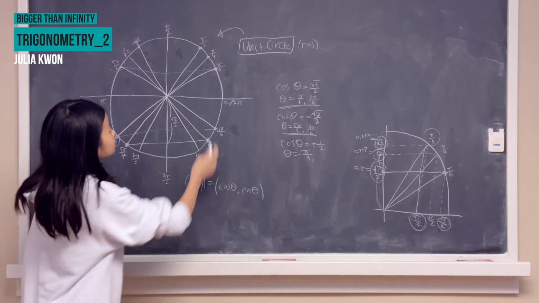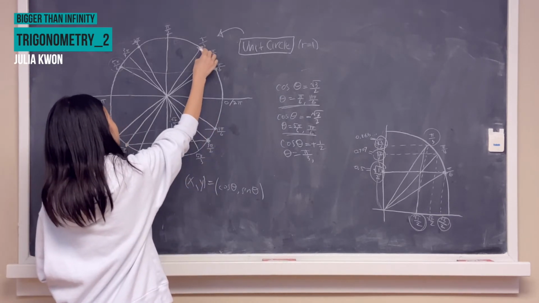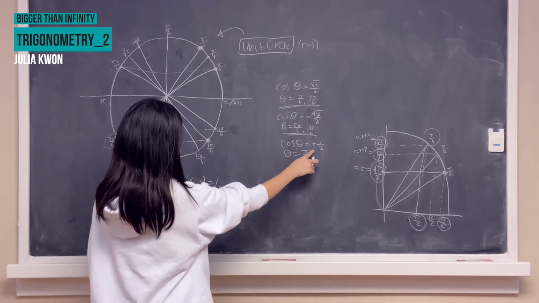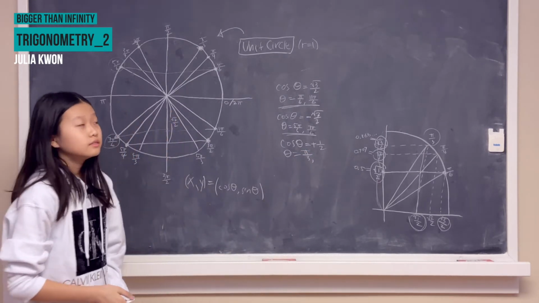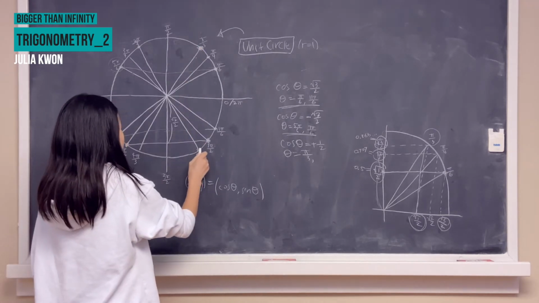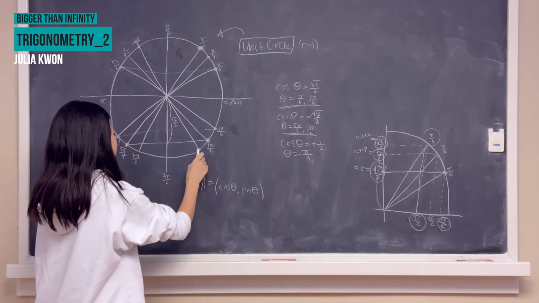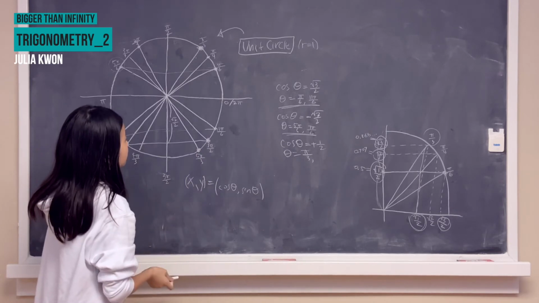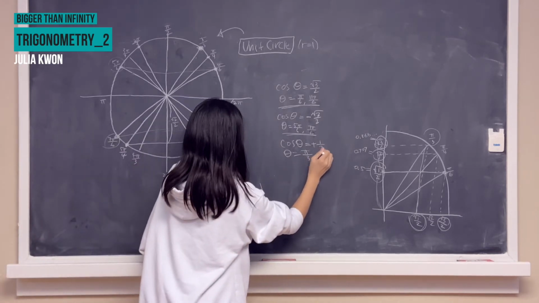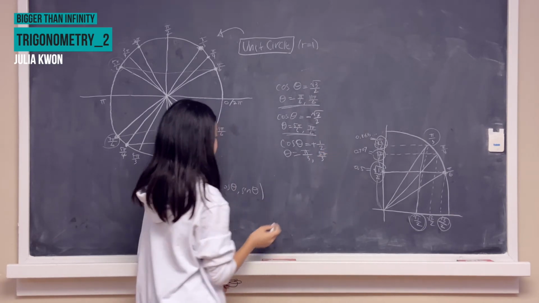And so now we're just going to have to pick the one that is across from it, but still in the positive side of the x-axis. And so the one across from it is 5 pi over 3, and 5 pi over 3 is still in the positive side of the x-axis. So that's the other answer, pi over 3 and 5 pi over 3.